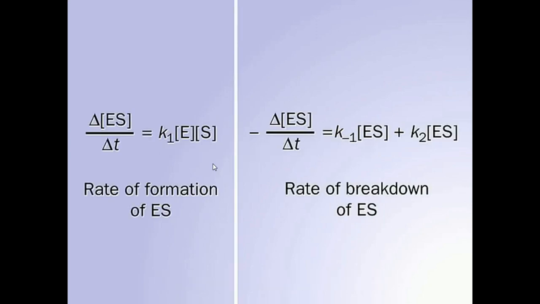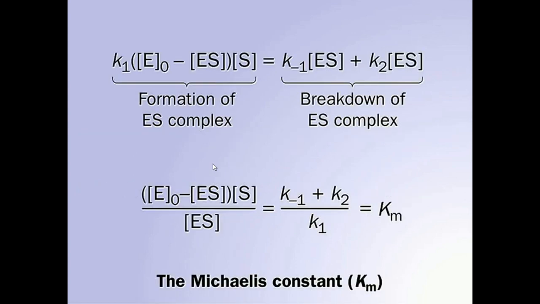As we know, according to the reaction model, the rate of formation of enzyme substrate complex by free enzyme and substrate should be equal to the rate of the breakdown of enzyme substrate complex into product and regenerating free enzyme. So we can represent this by an equation: formation of enzyme substrate complex should be equal to the breakdown of enzyme substrate complex into product and regenerating free enzyme.